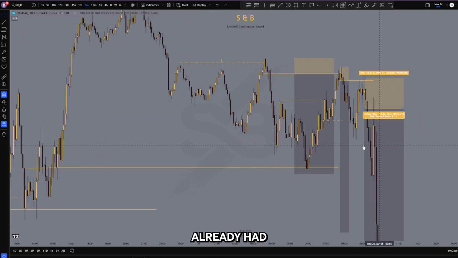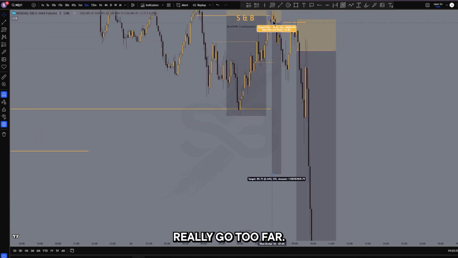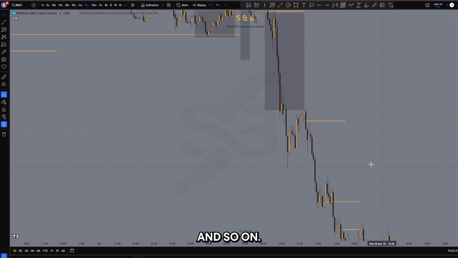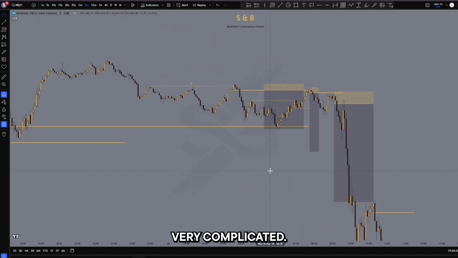But now price had already had a change in state of delivery to the downside. So this low doesn't really go too far, and then it gets returned, and so on. So the cycle just starts over and over. It's a very simple concept. It's not very complicated. It's very visual, but you have to be pairing it with liquidity, and you have to understand where price is predetermined to go from and to.